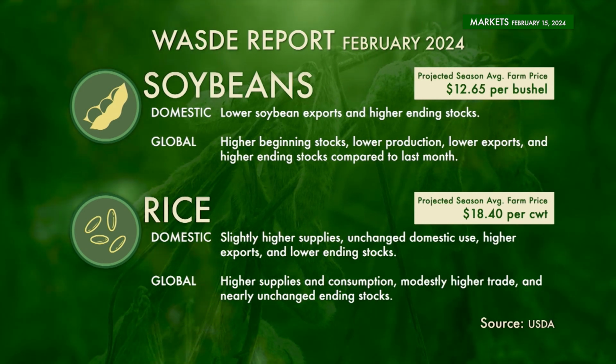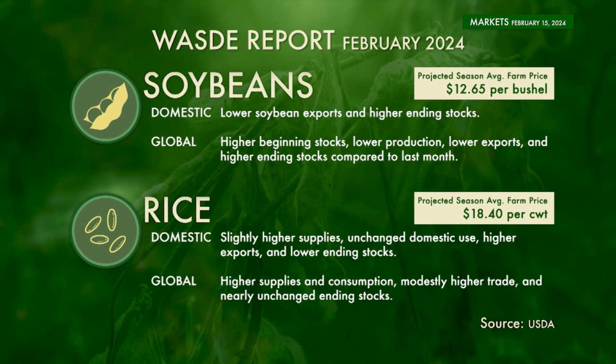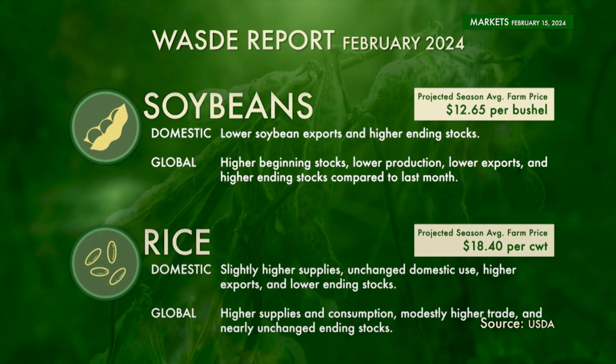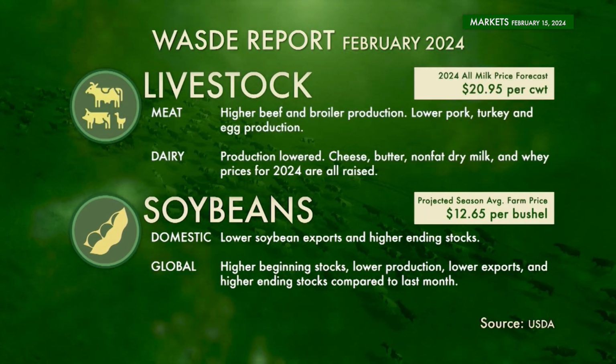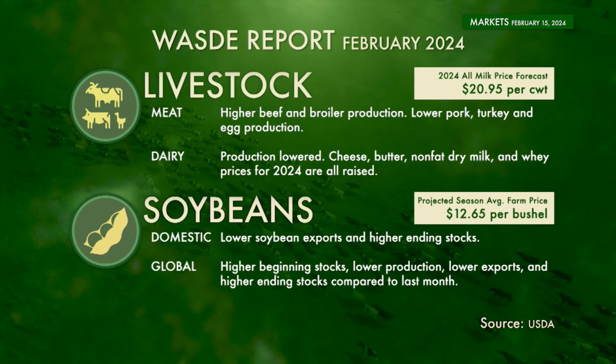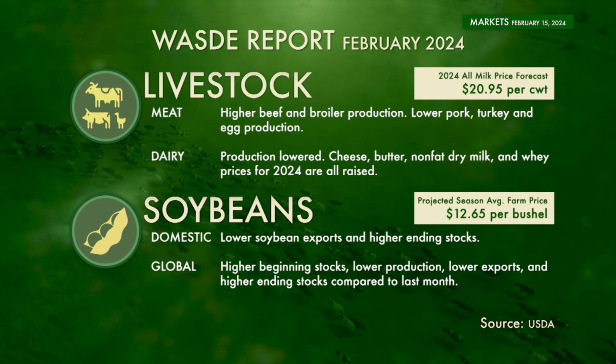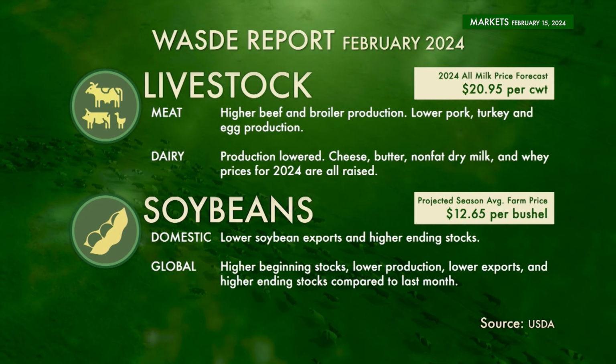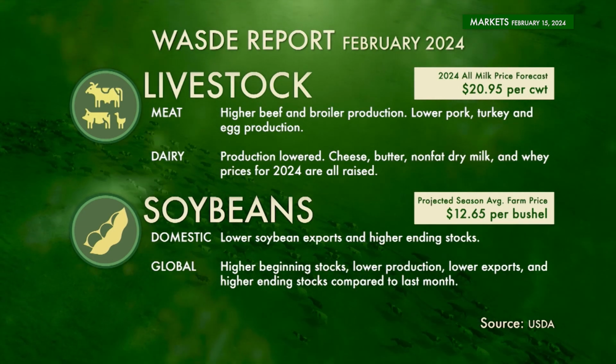Global soybean beginning stocks up due to higher 22-23 crop in Brazil. Brazil's 23-24 crop reduced due to lower yields. Exports down due to less shipments from the U.S. Ending stocks up. U.S. beef production raised, but slaughter reduced. Pork production lower due to less slaughter as well. Broiler production up while turkey production down, and so are eggs, slightly.